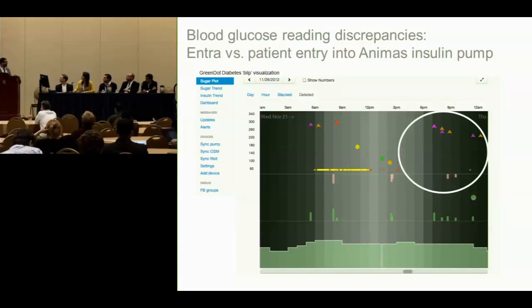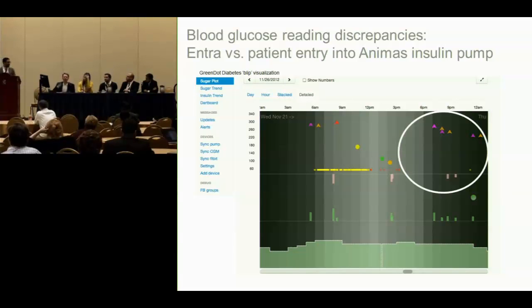So actually, Aaron, why don't we jump into this a little bit? We found this really interesting, this whole idea between the Entra blood glucose reading and the Animas insulin pump. As the co-founder of Green Dot as well as an endocrinologist, could you describe this discrepancy a little bit, and what does that mean to you?